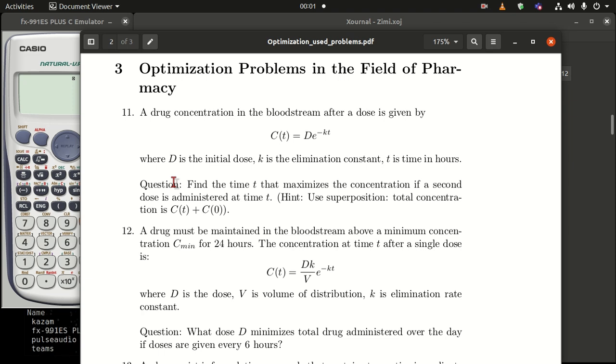I want us to look at part C of the optimization problems, but these optimization problems are a little bit different from the optimization problems that we did in lecture 45 and lecture 46. So one of the reasons I did that was, if you look at these problems, those problems are kind of specific to the field of pharmacy.